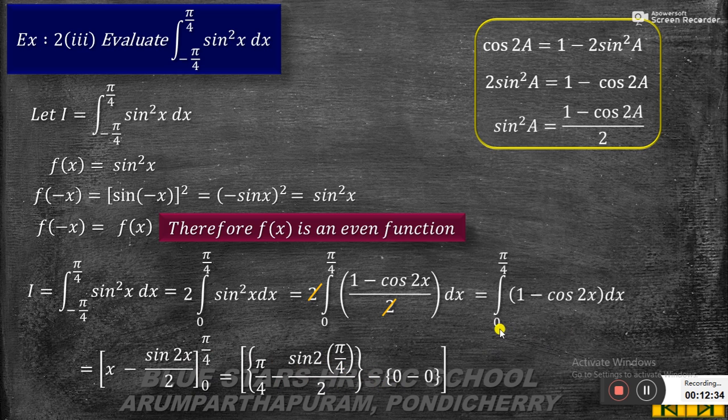Next I apply the lower limit. The lower limit is 0, so x equal to 0. 0 minus sin 0 is 0. So 0 minus 0.